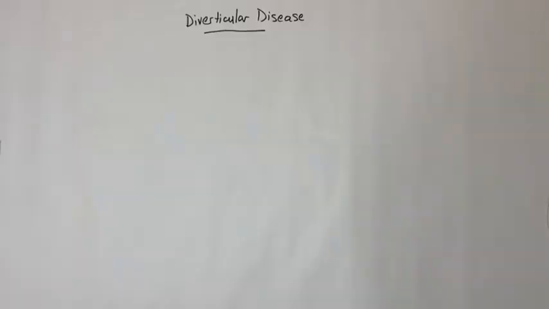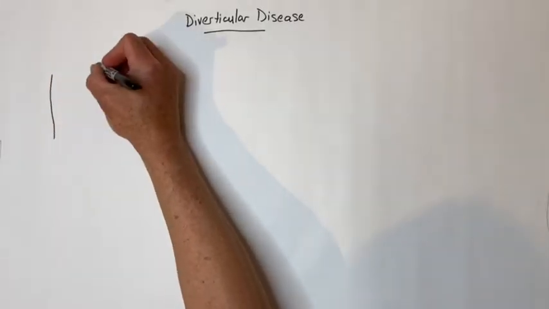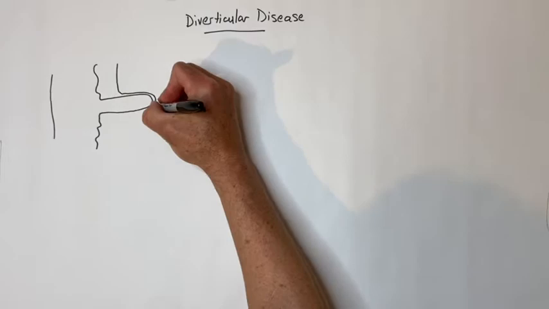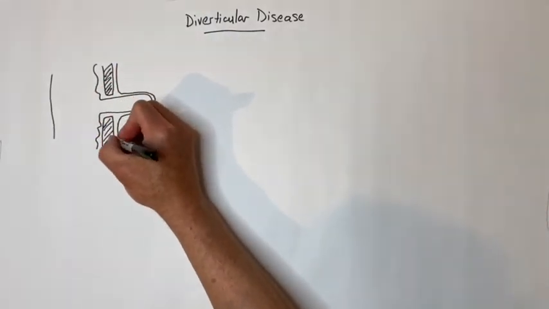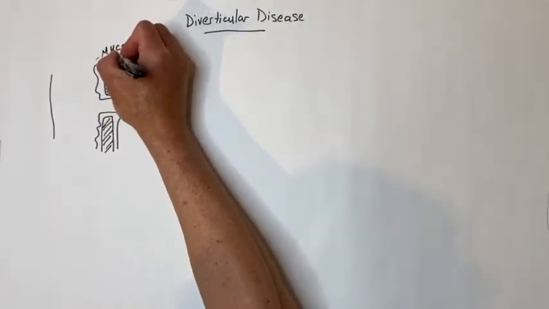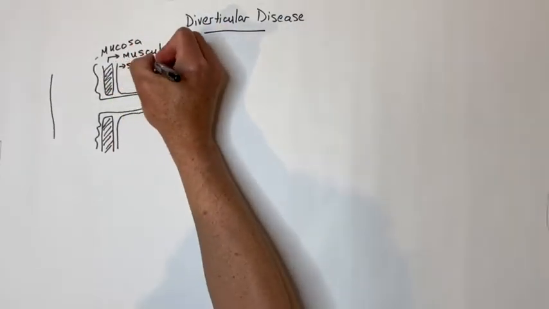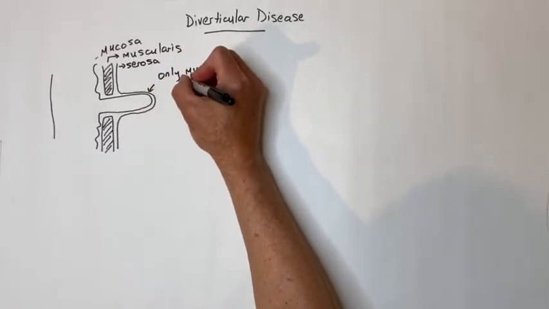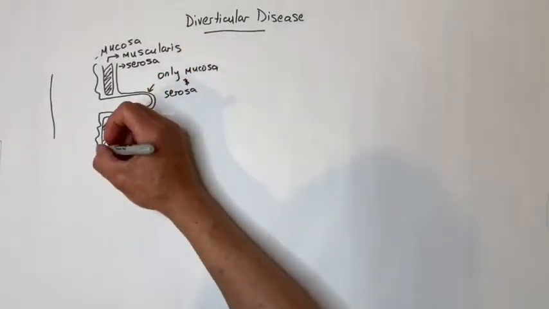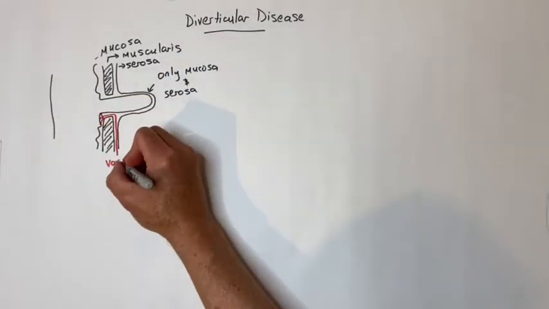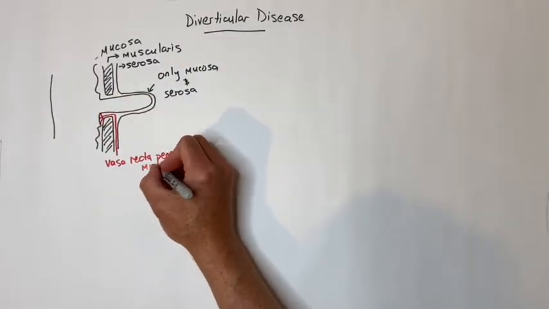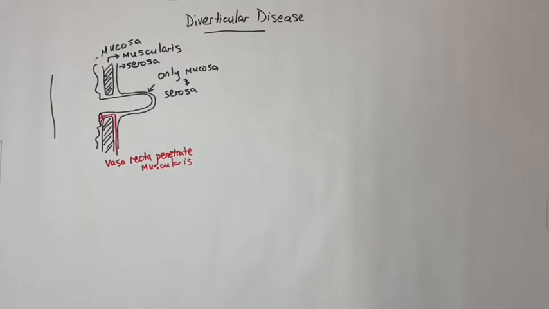Diverticular disease is caused by false diverticulum. These only contain mucosa and serosa. There is no submucosa, so they are false and are less strong than native bowel wall. They tend to occur in the sigmoid colon and at the point of the vasa recta penetration through the natural weak spots in the muscularis as they go to the mucosa.